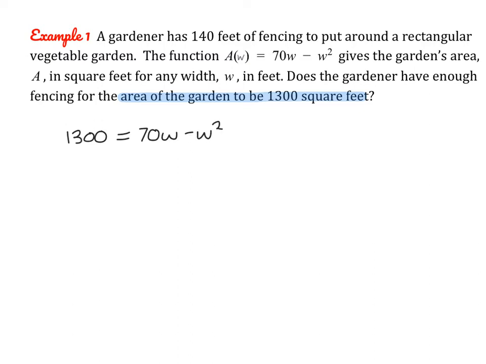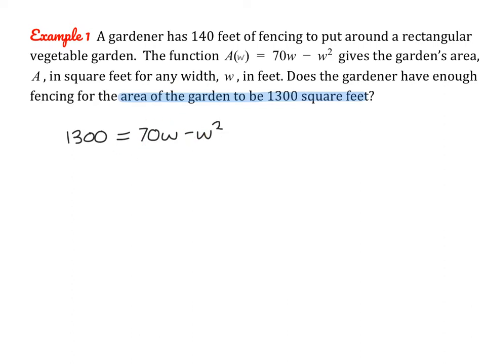So essentially what they're asking us to do is to solve for w. And if we can find an answer that makes sense, then it is possible. And if we can't find an answer, then it is not possible. And do keep in mind that since w is the width of a rectangular garden, w does need to be positive because it wouldn't make sense to have a negative width. So let's see if we can solve this equation.